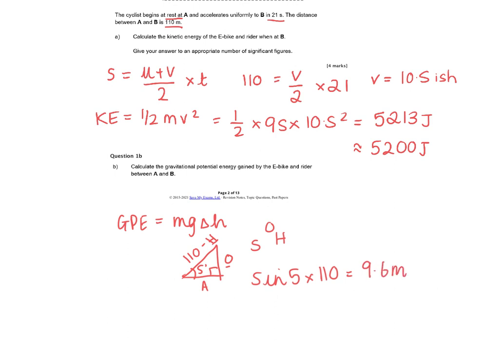Then that number we can pop in our GPE equation. So we'll do the mass, 95, times gravity, 9.81, times 9.6, and we'll get an answer of 8935 joules.